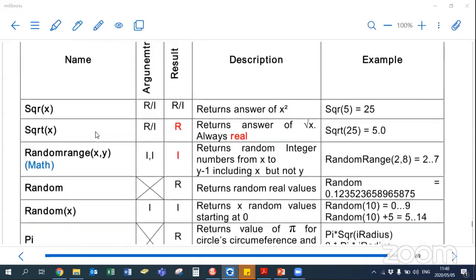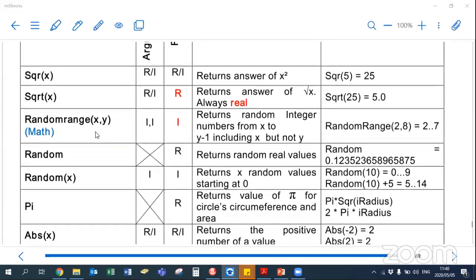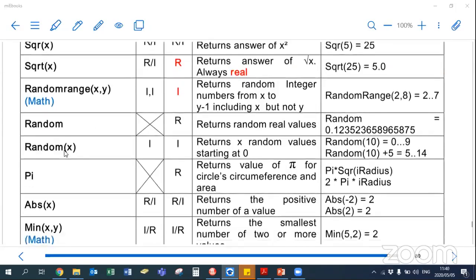And then we have some other calculations with numbers. I think you guys are fine with square and square root; we've done that in the previous program. Random range and then random, that Skulk has shown us before. But then I don't know if you guys remember about just random. So random actually generates random decimal values, as in this example here.